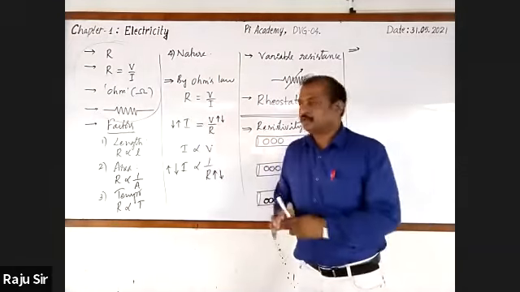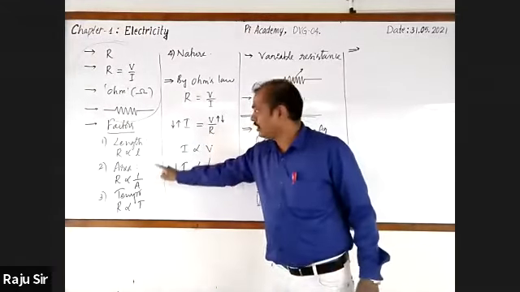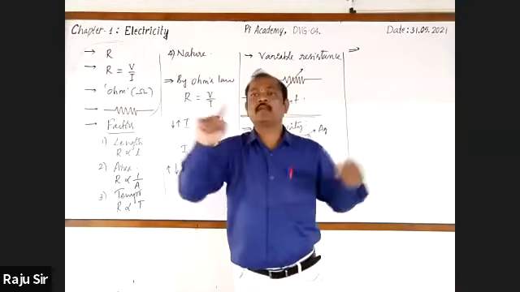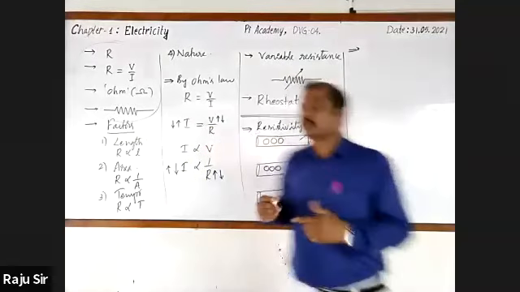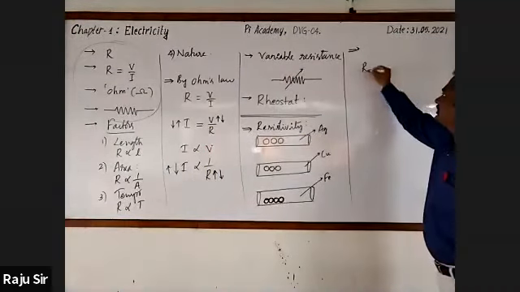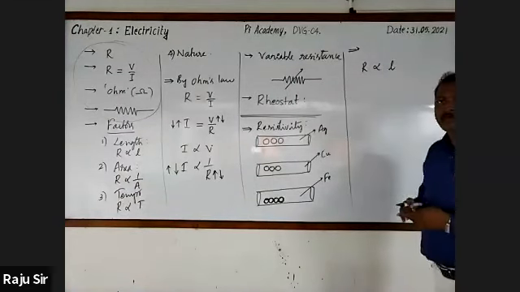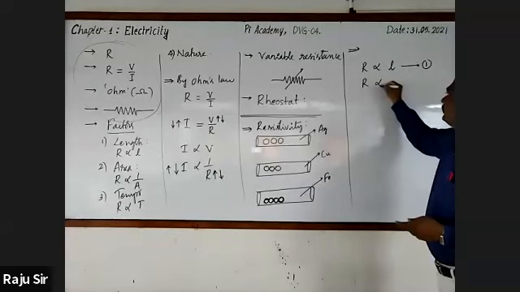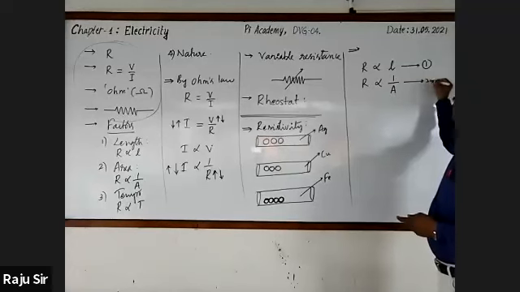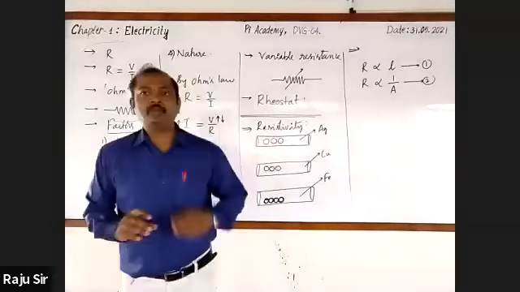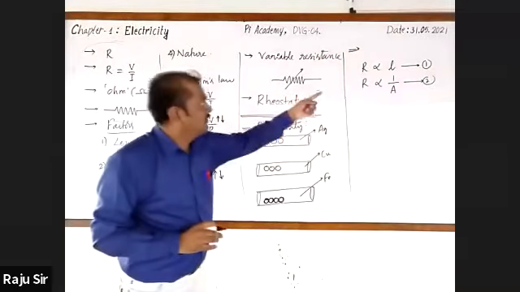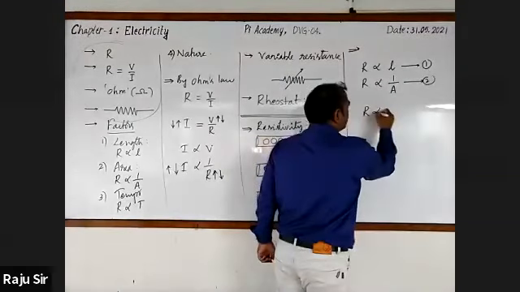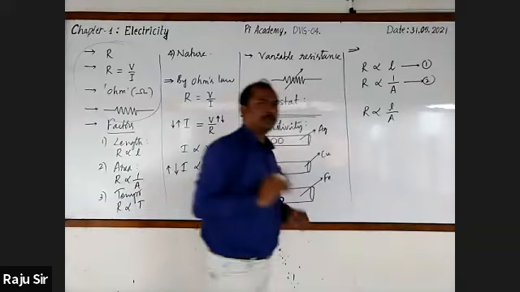Okay, dear students, you all know that resistance of a conductor depends on its length as well as area of cross section. So we can write that R is directly proportional to L. I call this statement 1. Similarly, R is inversely proportional to area of cross section. Let us call this statement 2. From statements 1 and 2, we can write R is proportional to L by A. Hope that you're all understanding it.